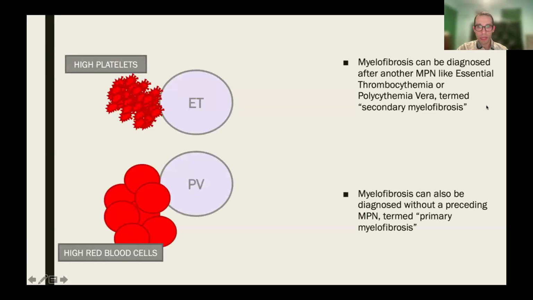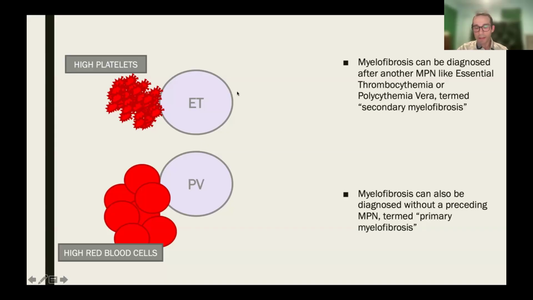Here's a very cursory overview of the conditions we'll talk about today. This is probably more basic than we need to get into, but we have ET, PV, and myelofibrosis as our three classic MPNs. There are other MPNs when you get down to the nitty-gritty criteria outlined by the World Health Organization or another group called the ICC, but when we talk about MPNs in medical vernacular, we're talking about ET, PV, and MF.